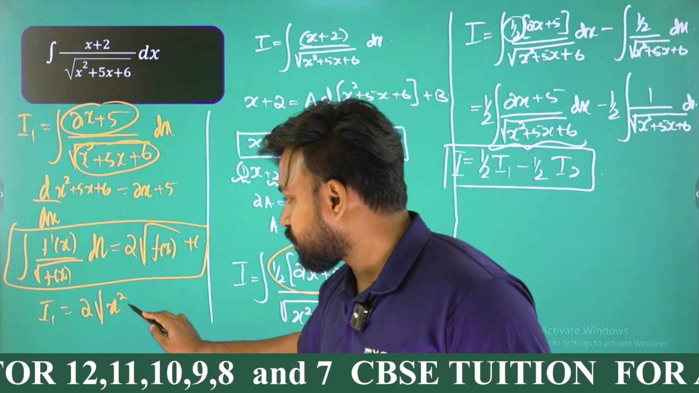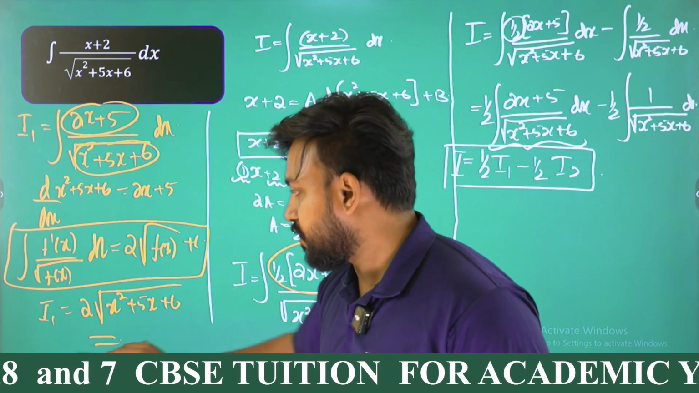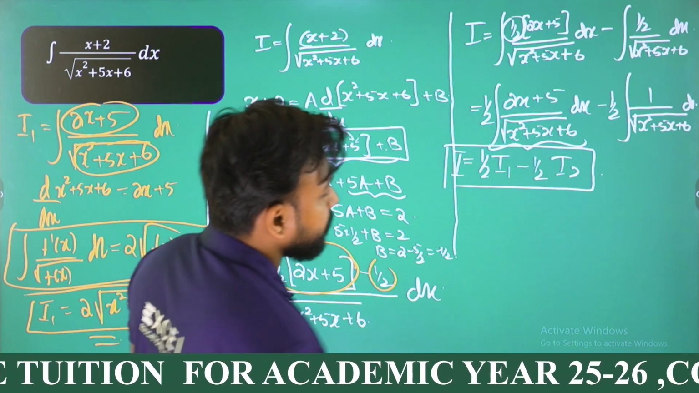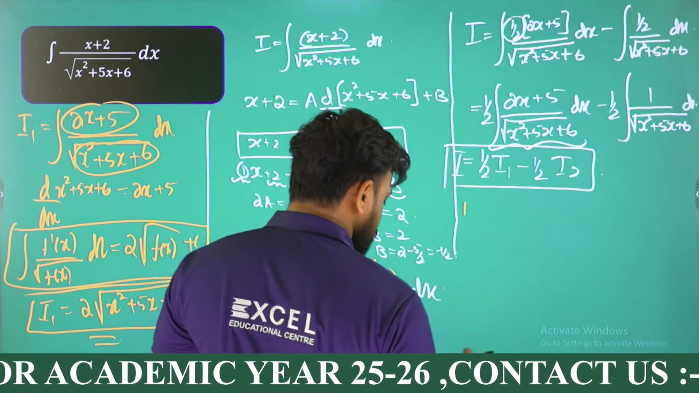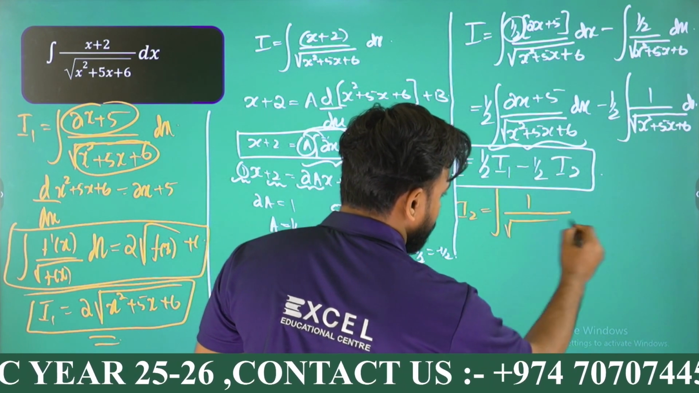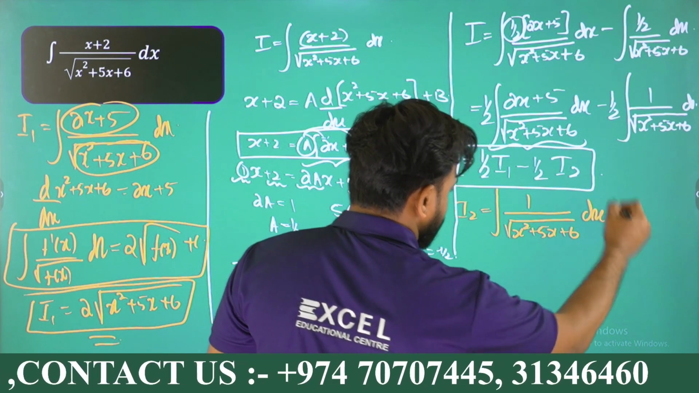Who is the function? The polynomial x square plus 5x plus 6. So you got I1. Now we need I2. How to find I2? I2 is equal to the integral of 1 by root of x square plus 5x plus 6 dx.